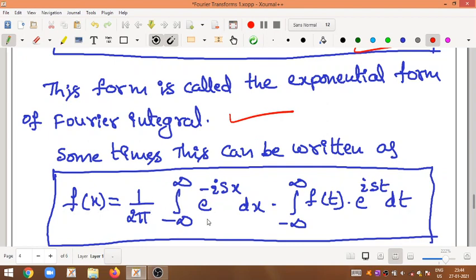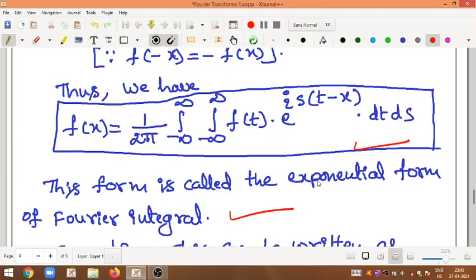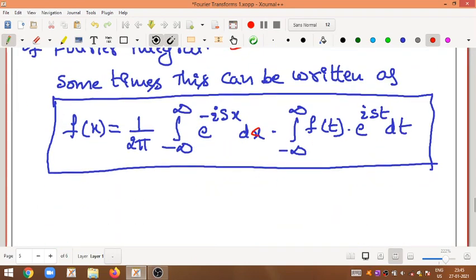Sometimes it can be written as f of x is equal to 1 by 2 pi, just splitting the terms, with the s terms at one place and the t terms at one place: 1 by 2 pi into the integral minus infinity to plus infinity e power minus isx into ds into the integral minus infinity to plus infinity f of t into e power ist into dt. This is one more exponential form. These are the different forms of the Fourier integral.